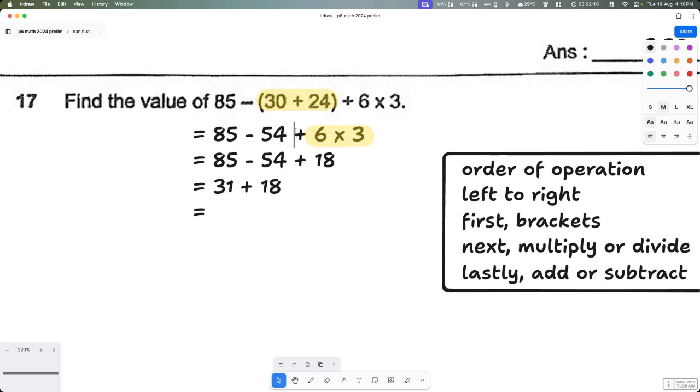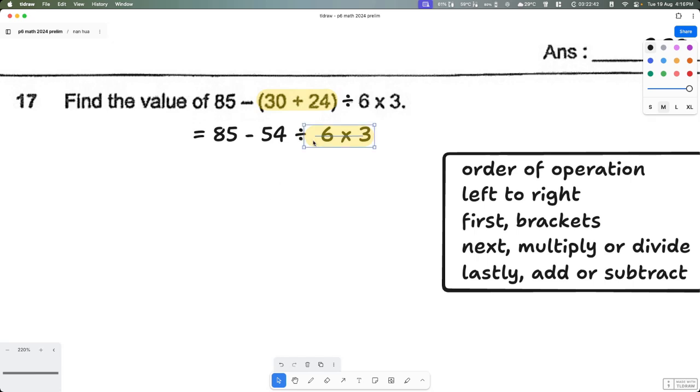Okay, so this is not plus, this is divide. So we need to change this to divide, right? So instead of 6 times 3, I'm just going to put this as divide as well, like this. Now it's much easier to do it. From this, it's not 6 times 3 anymore, it's 54 divided by 6. Whether you divide or multiply first actually doesn't really matter, but it's fine.